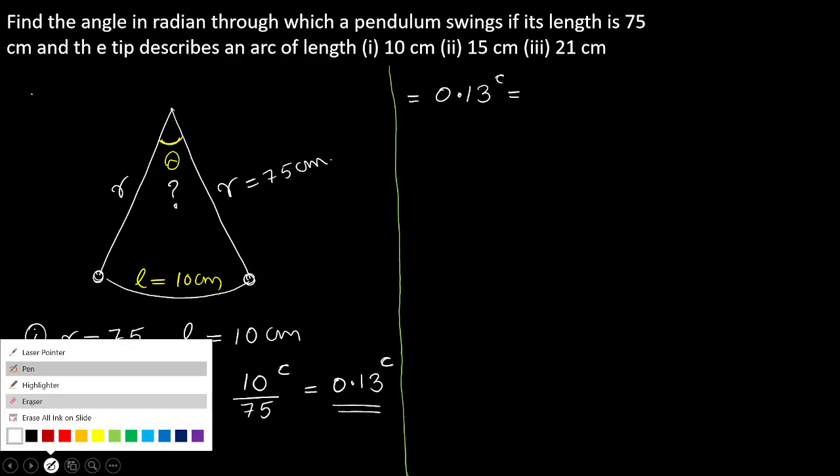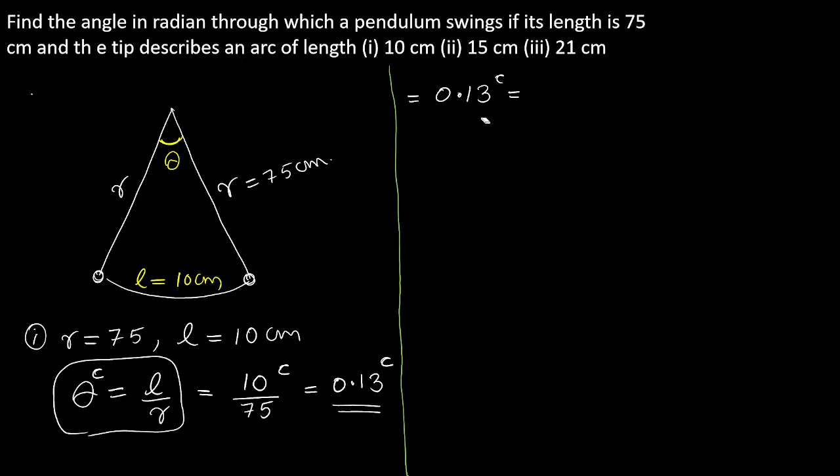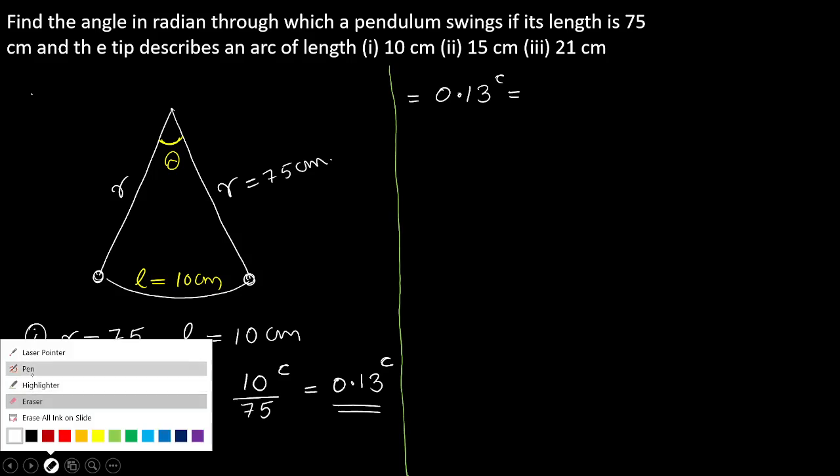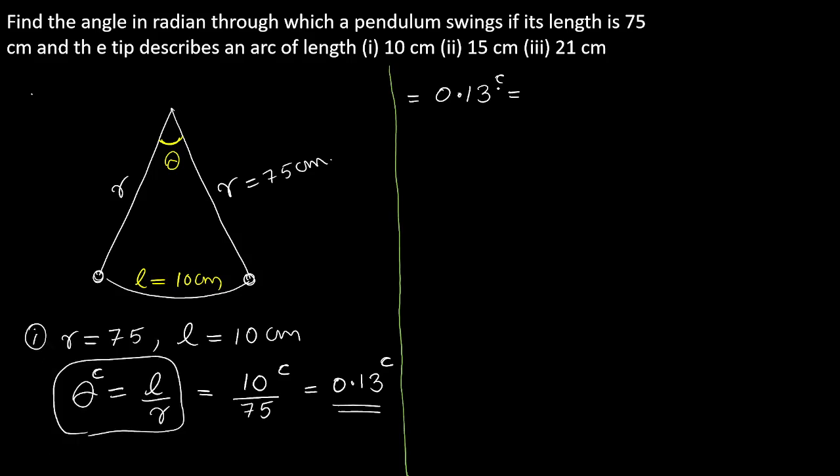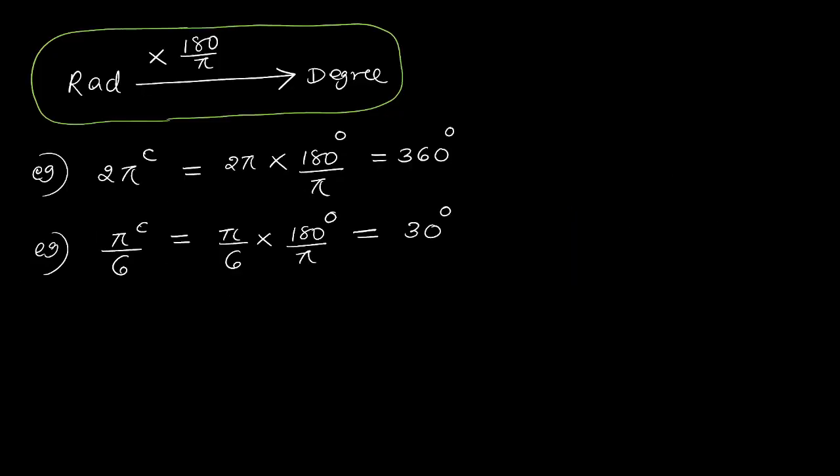Tell me, Shivani, 0.13 radians: how will you convert to degree value? Radian to degree. Do you remember? Yes, sir, multiply by 180 by pi. Radian to degree. We studied this in the previous class.